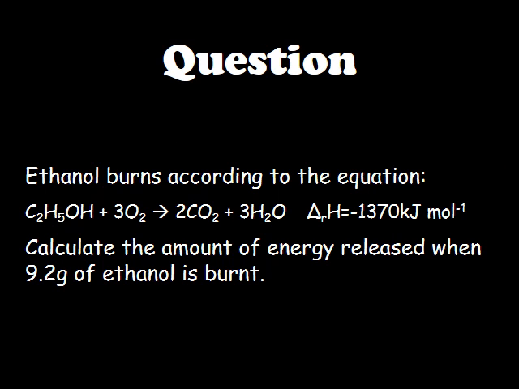So here's the question. Ethanol burns according to the equation: ethanol plus 3 oxygens give 2 carbon dioxides plus 3 water, and the change in enthalpy of reaction is minus 1,370 kilojoules per mole. So your job in the next few minutes is to calculate the amount of energy released when 9.2 grams of ethanol is burnt. So pause the video now, have a think about it, get some ideas, and then restart the video and see if you're on the right track.